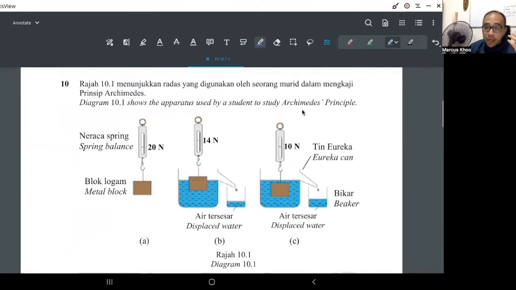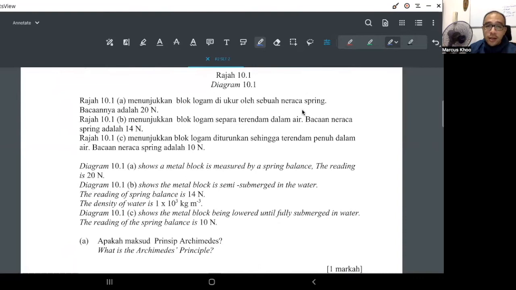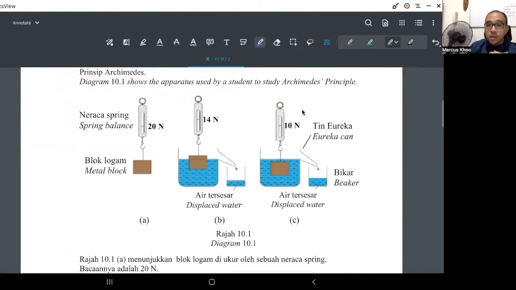So Archimedes principle, I remember discussing Archimedes principle with your class, but am I? So we find that in three different situations, the first one, the metal bar is in the air, 20 newtons. Put inside the water, but you notice how only some of it is inside the water. Okay, only this part is inside the water. You get 14 newtons. And when you immerse the whole thing, you get 10 newtons.